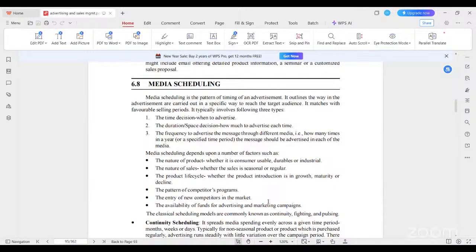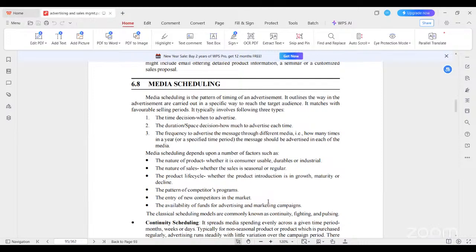Then the nature of sales also, whether it is seasonal, like ice creams, or regular sales, as with groceries, FMCG products, fast moving consumer goods. And the product life cycle also, whether the product is in the growth stage, or introduction stage, or maturity stage, or declining stage. So all these stages will also help us to understand media scheduling.